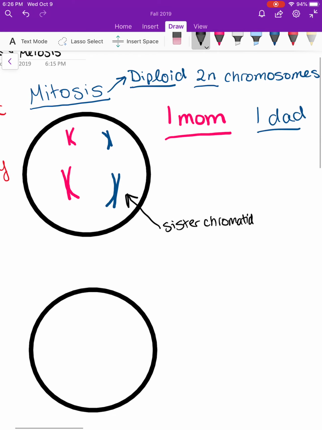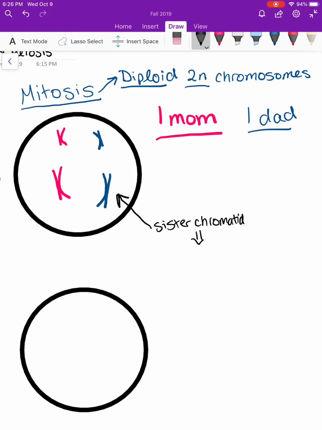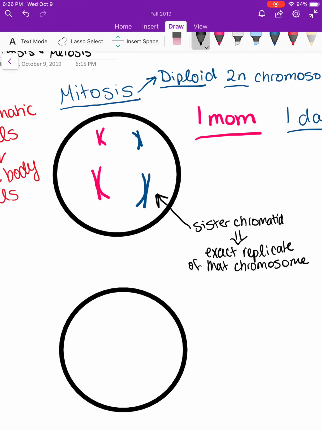So the sister chromatid is just the exact replicate of that chromosome. And it's the exact replicate because we are making two identical diploid cells with mitosis. So we want to double everything before it splits in half. So that way we end with the same amount of genetic material that we started with.